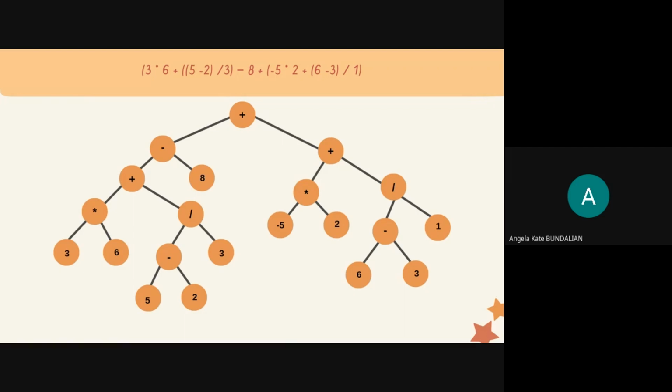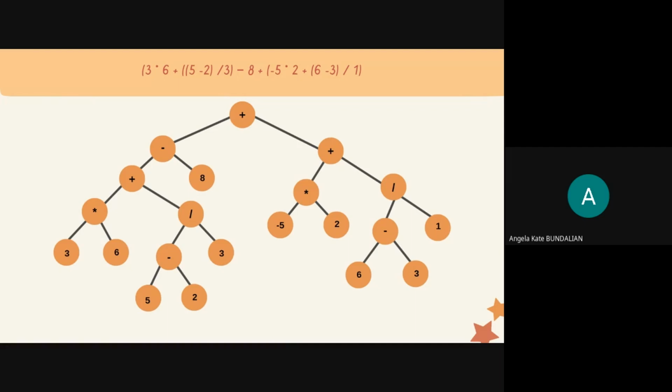We will again repeat this process on the right side of the expression until we have completed representing the whole expression in a tree structure. Now, we have here the resulting tree we have constructed using the arithmetic expression.